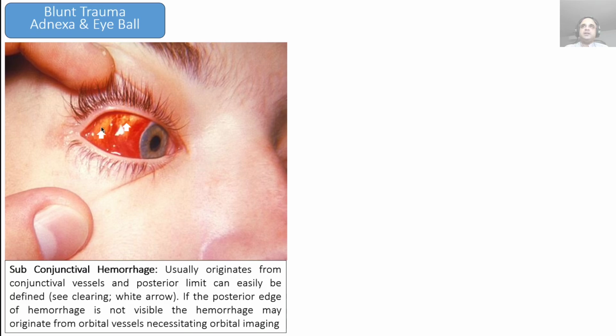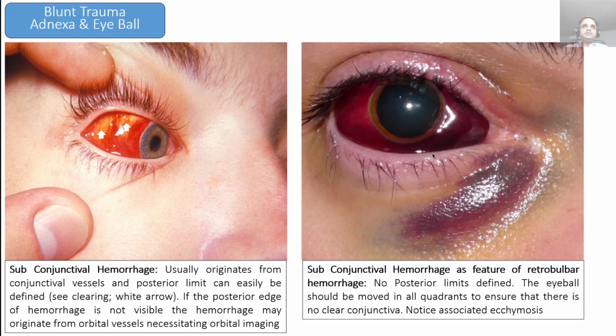In this case, you can see clearing here and here. So this hemorrhage is from conjunctival vessels. The origin of the hemorrhage is from conjunctival vessels, as opposed to this, where there are no posterior limits, and obviously you move the eye in all directions before you make a judgment. But in this case, there was no posterior limit that can be seen, and it is very likely that this blood has accumulated into the conjunctival sac from a ruptured orbital vessel. You can also see an accompanying ecchymosis or a bruise here as well.